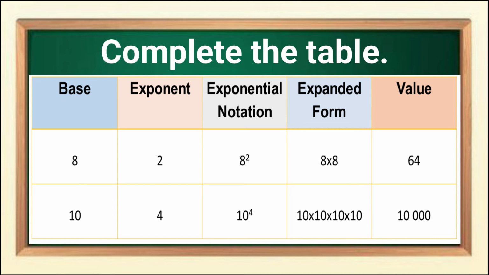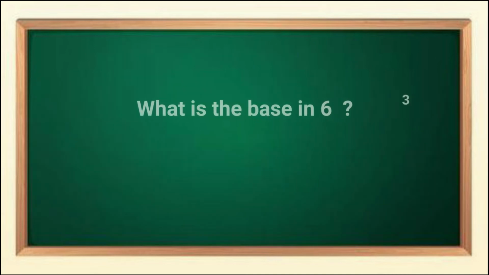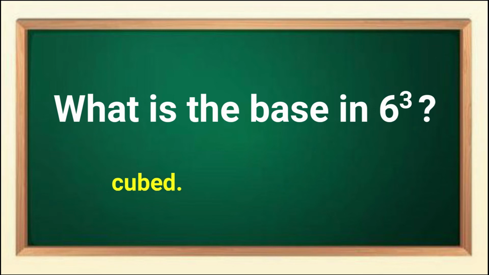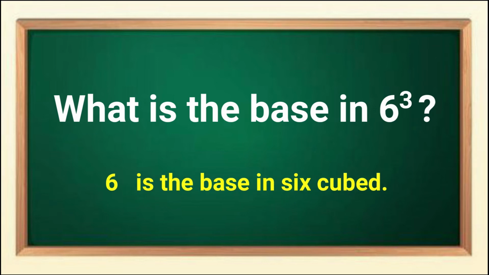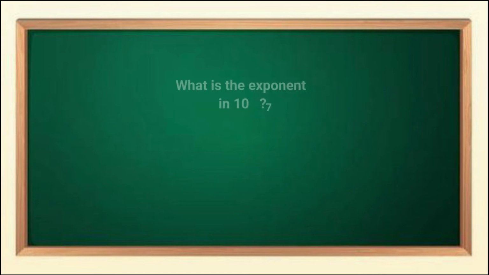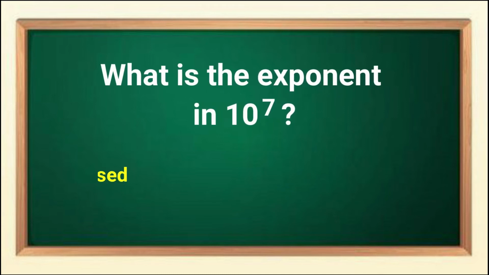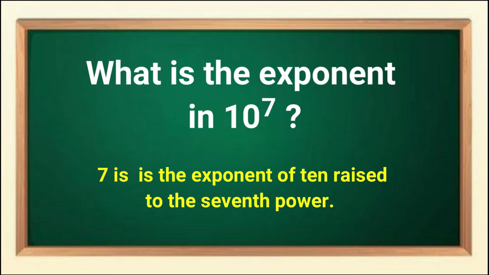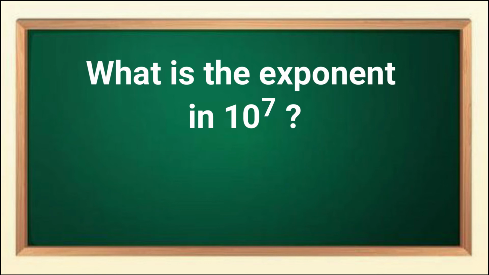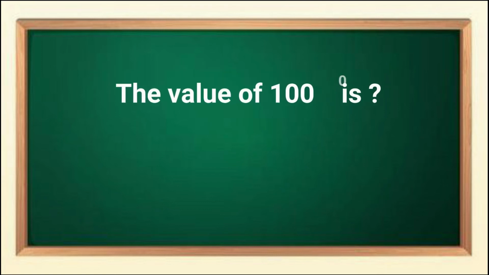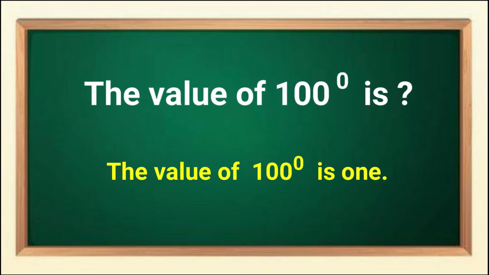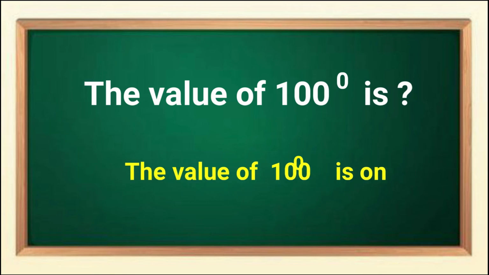Wonderful! Let us answer another one. What is the base in 6 cubed, or 6 to the third power? That's correct. 6 is the base in 6 cubed. Next, what is the exponent in 10 to the 7th power? Excellent! 7 is the exponent of 10 raised to the 7th power. The value of 100 raised to 0 is... Correct! The value of 100 raised to 0 is 1.